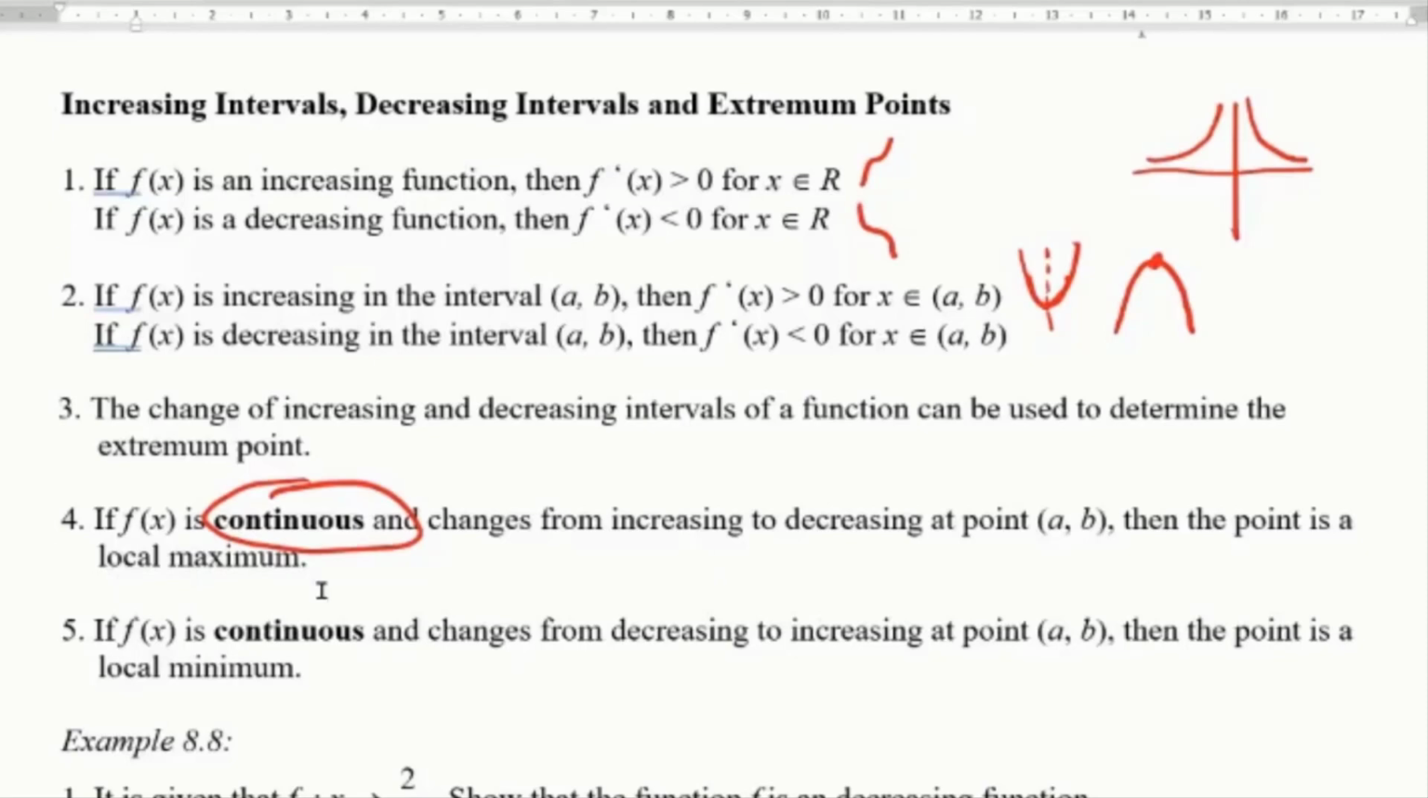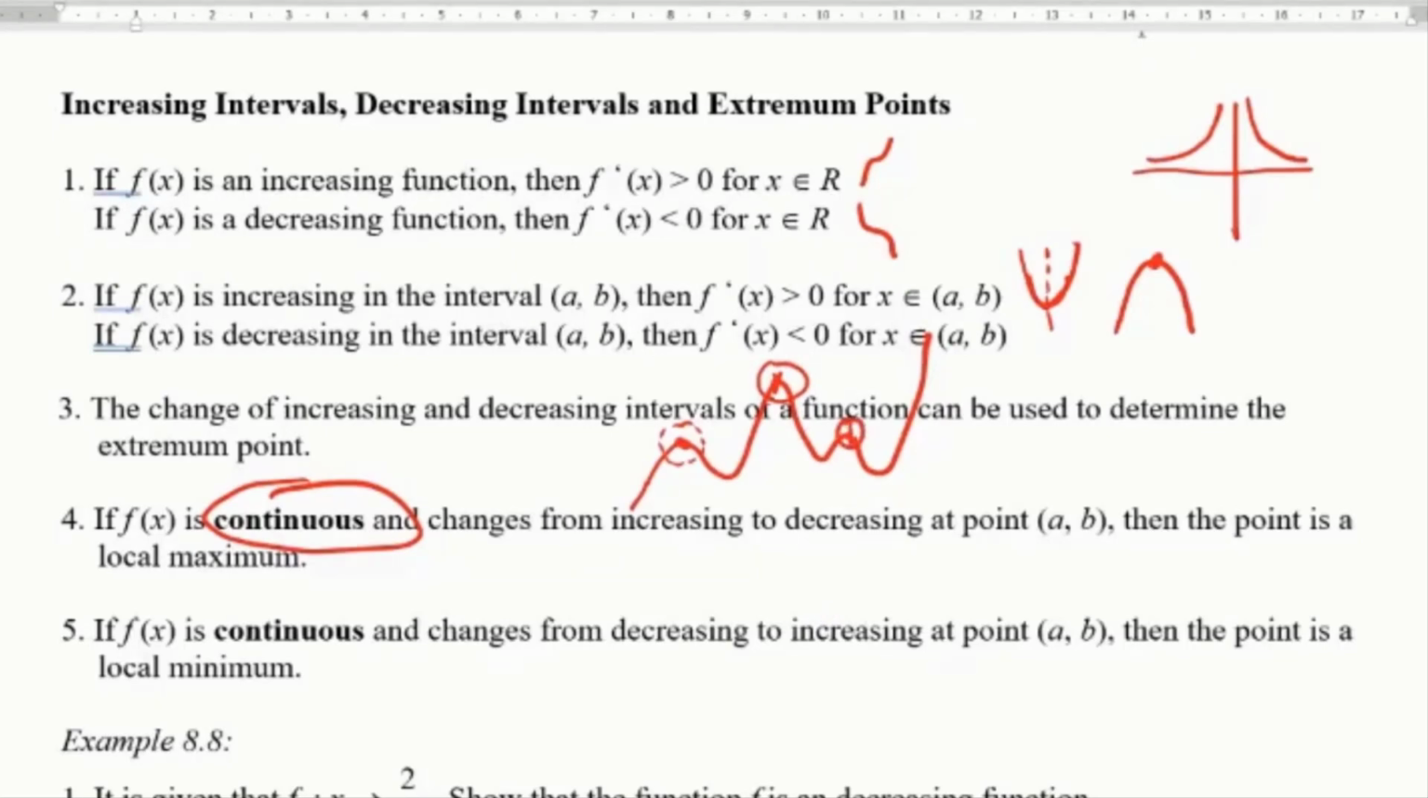Why do we say local? Local means when you have a graph like this, a local maximum point is this point compared with the points at its sides. This is the maximum point, so we call it local. Then this one is also a local maximum point, because compared with the points at its sides, this is the maximum. So we call it local. This one is also a local maximum point.